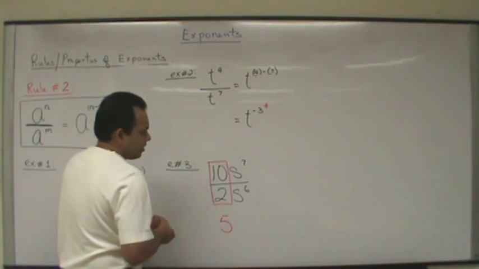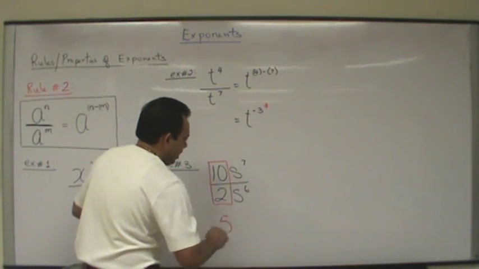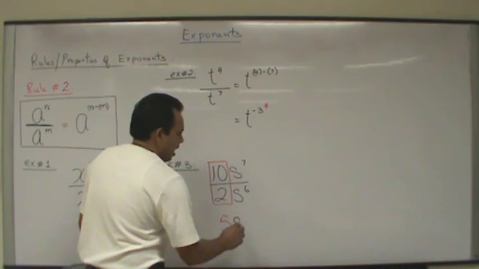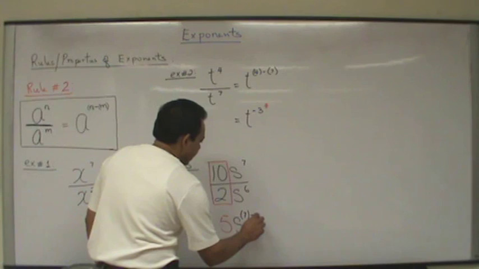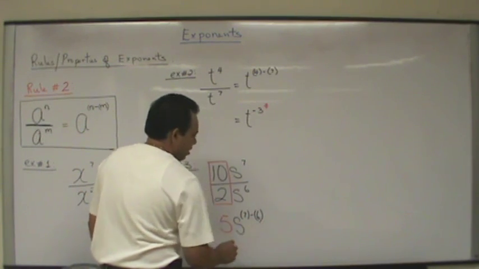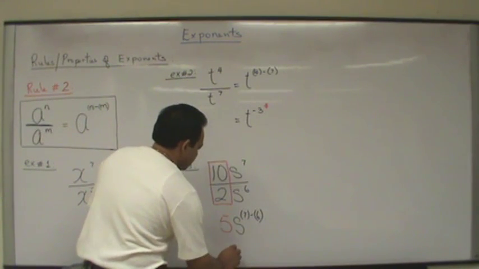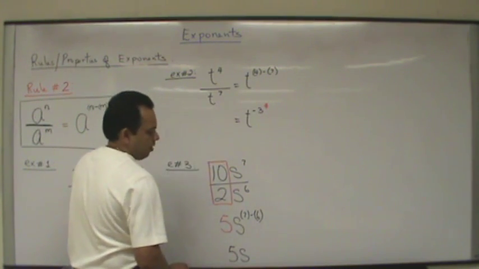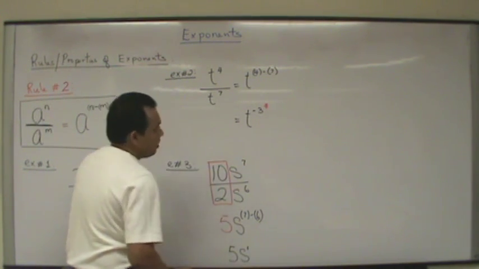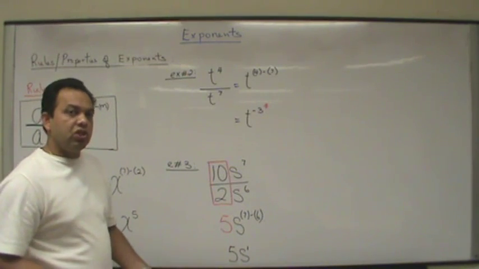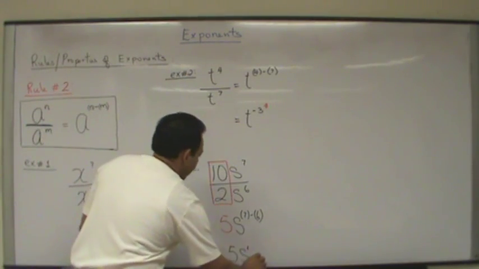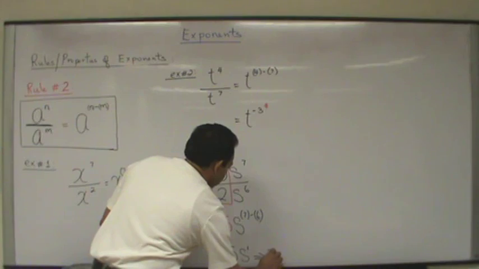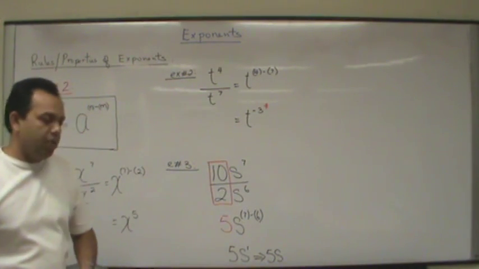Okay? And since the bases are the same, we'll keep the base. And numerator exponent minus denominator exponent. And 7 minus 6. So finally we have 5s to the 1st power. But we don't write 1st power. It's understood that it is 1st power. So the answer that we generally write is just 5s. We don't have to write 1st power.